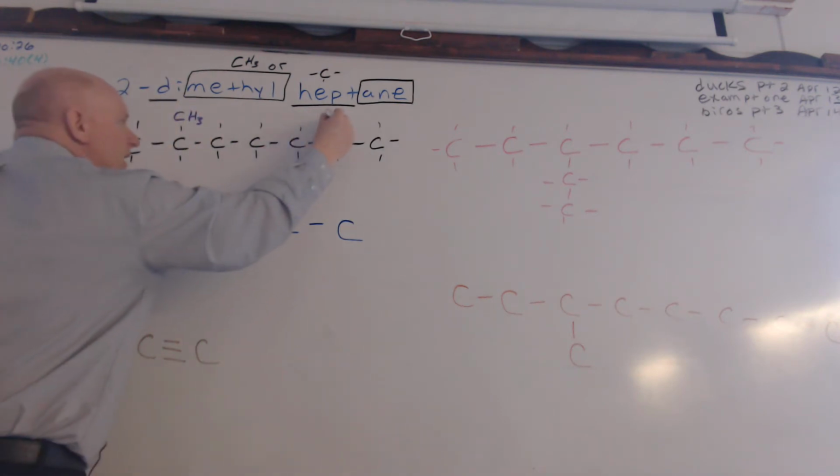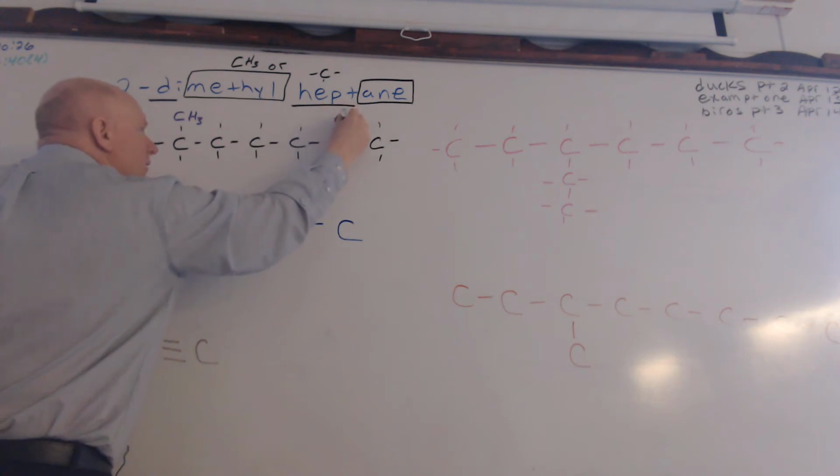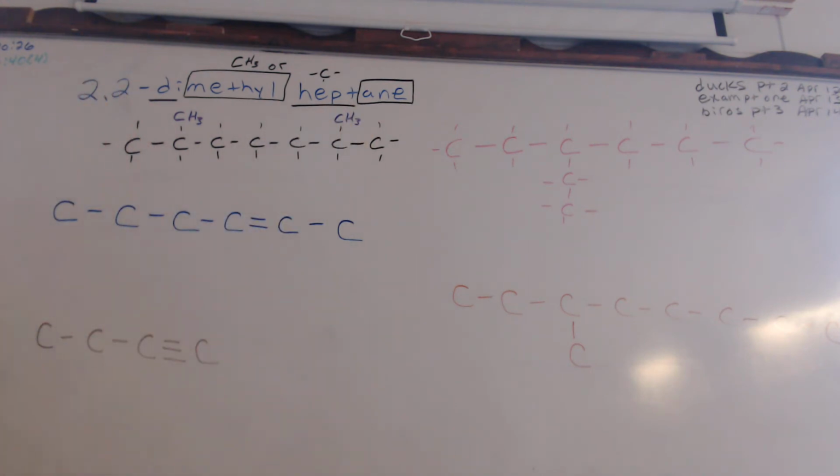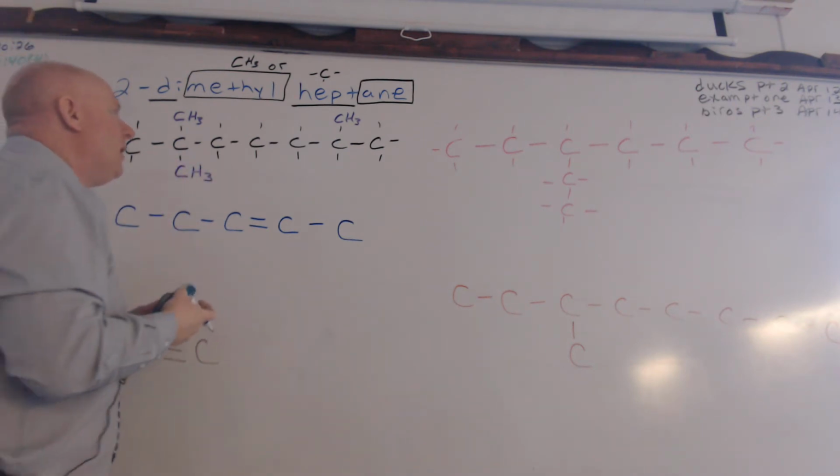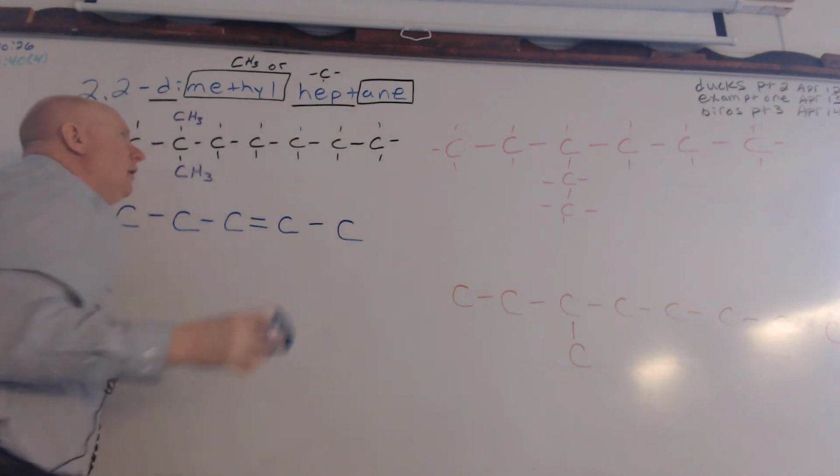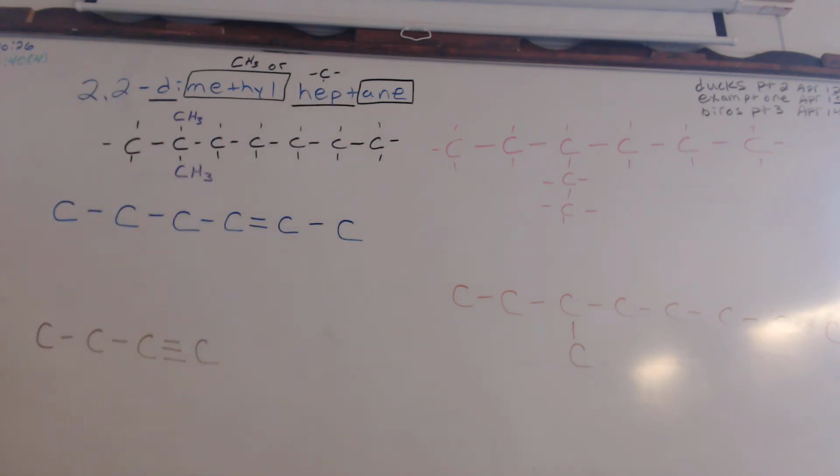Because if we did this, it would be 2 and 6. That's right. It doesn't say 2 and 6 here. It just means that both of them are on the same carbon. So that is 2,2-dimethylheptane.